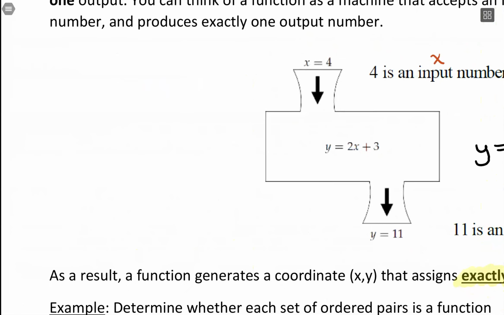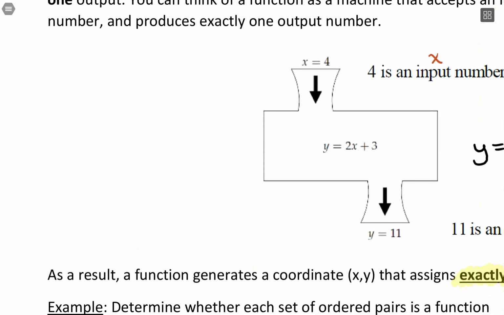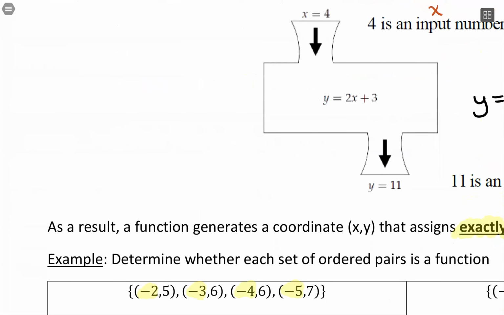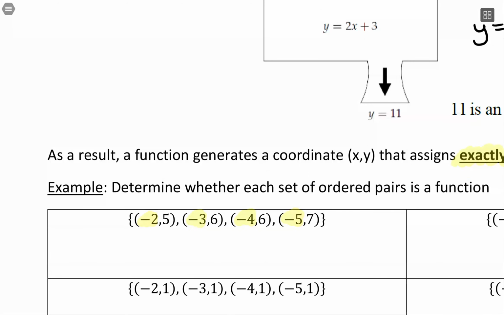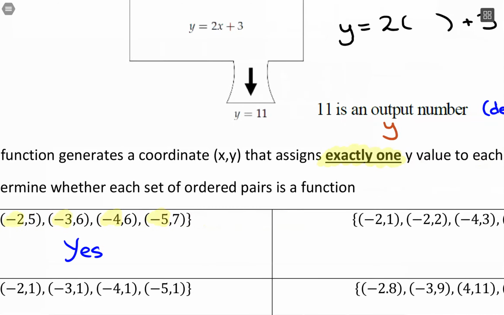So going back to this machine, in terms of this ordered pair scenario, if I plugged in x equals -3 and got out y equals 6, that's perfect. I'm just getting one output. Then if I plugged in x equals -4, I also got one output of +6. So that function's working. It's okay to see the same y values, we just can't see the same x values. So that first one is a function. So let's just say yes, it's a function.